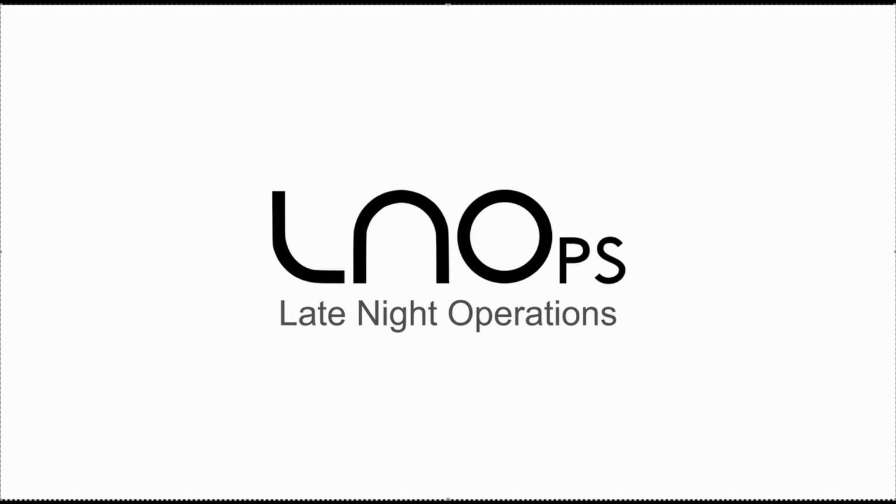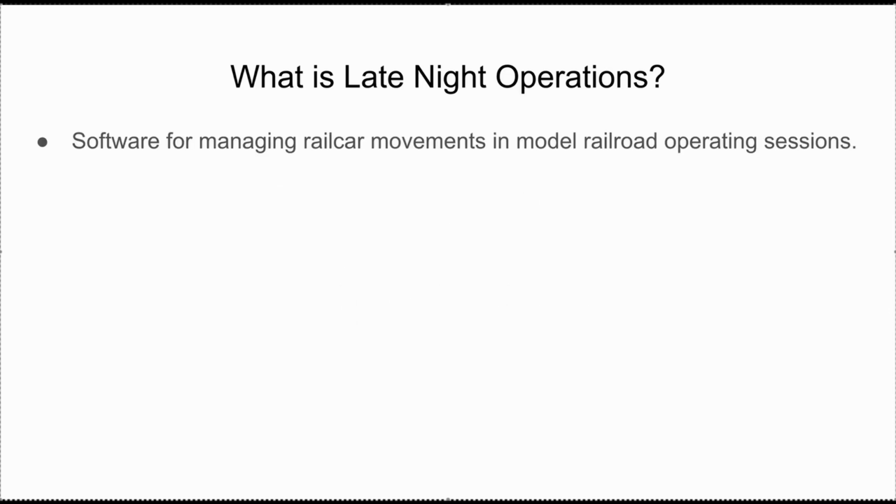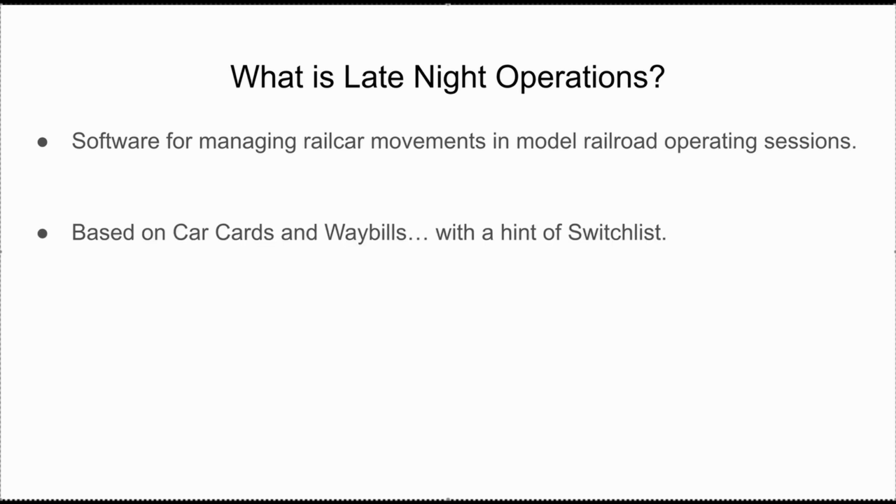Alright, so let's talk about this software that I've created here. I'm calling it Late Night Operations. You can see this logo I came up with here. But what is Late Night Operations? It's software for managing railcar movements in model railroad operating sessions, which I'm sure you've probably surmised given the channel here. It's also based on Car Cards and Waybills, which is my favorite way of operating layouts. Now I've done a bunch of research on all the different methods that are out there, and I've come to the conclusion that for me personally, I enjoy the Car Cards and Waybills method the most, and so that's what this is based on. I do say there's a hint of switch list in there, but only a hint, and we'll get into that later.